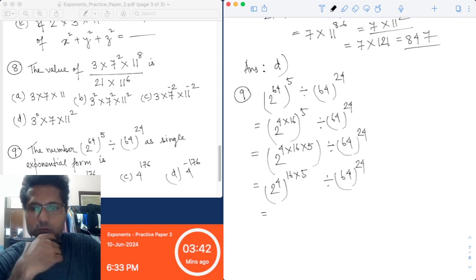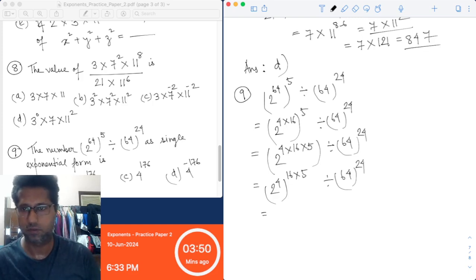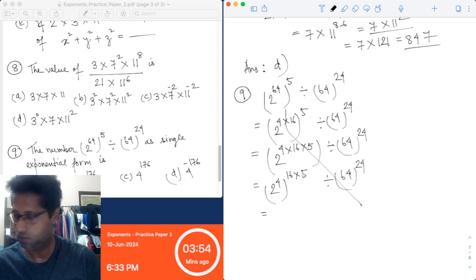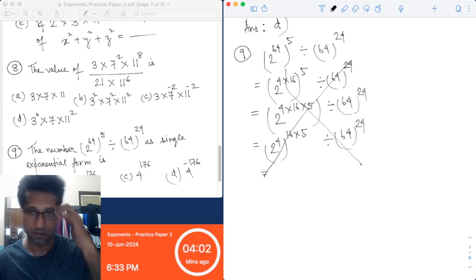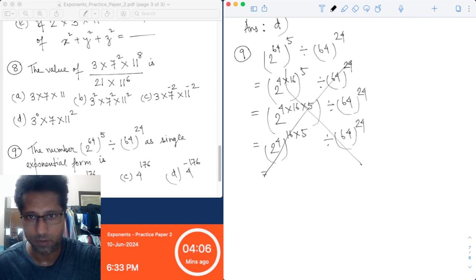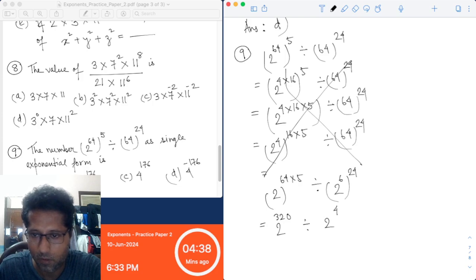2 to the power 6 is 64. It's becoming complicated, so let's keep the base 2. Now 2 to the power 64, whole to the power 5, is nothing but 2 to the power 64 multiplied by 5, divided by 2 to the power 4, which we can write as 2 to the power 6, whole to the power 24. So now 64 into 5 is 320, giving 2 to the power 320, divided by 2 to the power 6 whole to the power 24, which is 2 to the power 144.